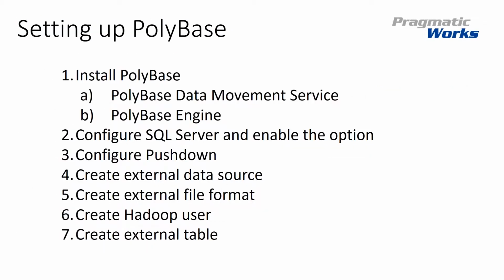So to set up Polybase, this is just a high-level view of it. We'll walk into each of these in a lot more detail, but you've got to install it. You're going to install the data movement service. You're going to install the engine. You're going to configure SQL Server, turn it on. You're going to configure whether you want push down or not. That is a default that you would have to basically point to. There's a YARN file that you would have to edit, and you can actually point to the Hadoop cluster, and I'll show you all that. But you have to configure that, and then you configure the external data source.